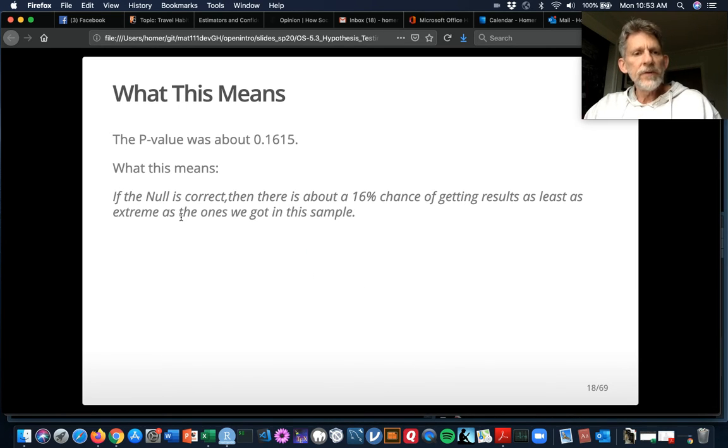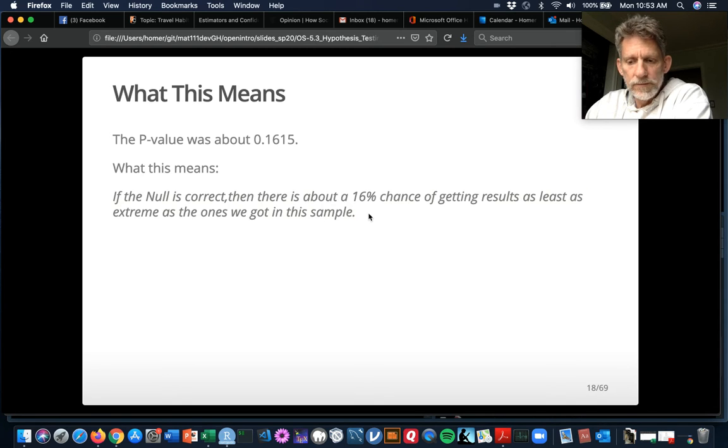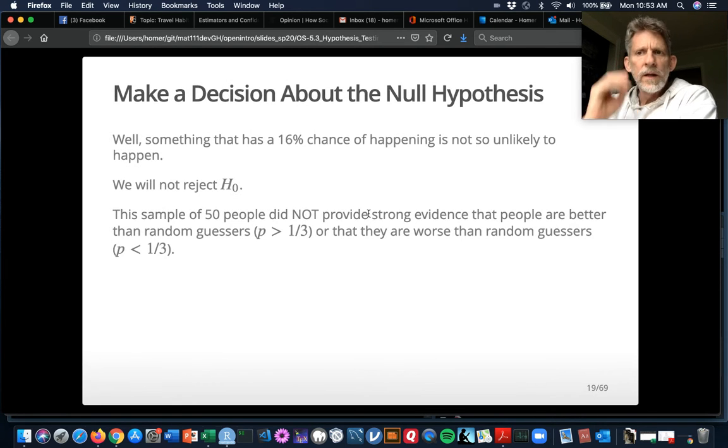What does it mean for us? Here's what it means. This is our interpretation of the p-value. If the null is right, if the population proportion really is 1/3, then there's about a 16% chance of getting results at least as extreme, at least as far away from what the null was expecting, as the ones that we got in this sample. That helps us to make a decision about the reasonableness of the null hypothesis in the face of this data that we have.